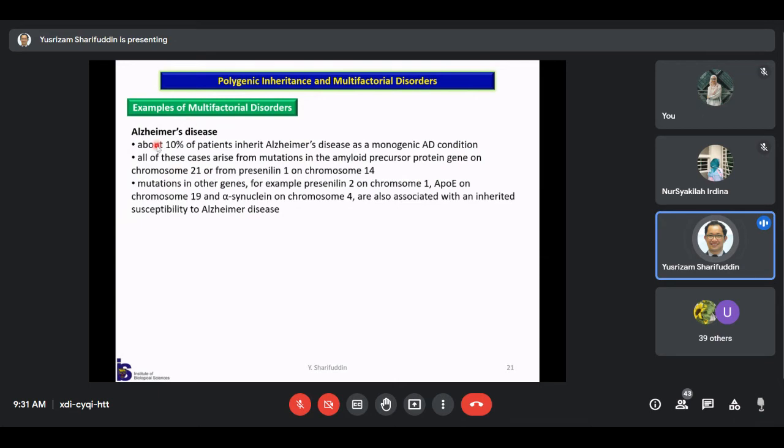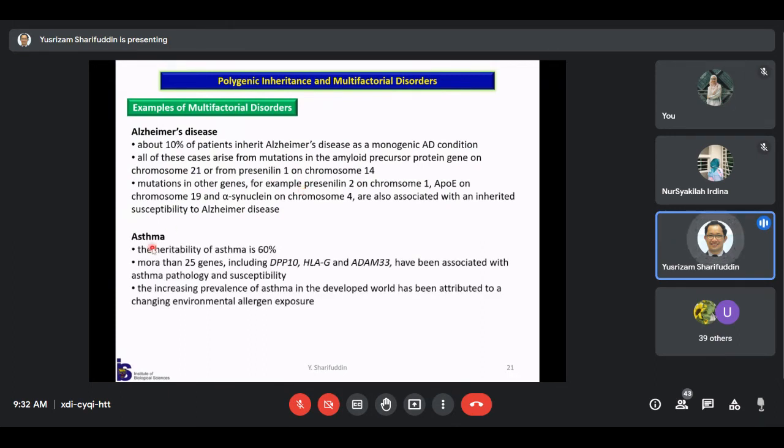Examples of multifactorial disorders here, Alzheimer's disease. About 10% of patients inherit Alzheimer's disease as a monogenic condition. All of these cases arise from mutation in amyloid precursor protein on chromosome 21 or from presenilin 1 on chromosome 14. Mutation in other genes, for example presenilin 2 on chromosome 1 or ApoE on chromosome 19 and alpha-synuclein on chromosome 4 is also associated with inherited susceptibility to Alzheimer's disease. So here you have issues where you can inherit as a monogenic condition, but there are other genes involved which give you that predisposition.